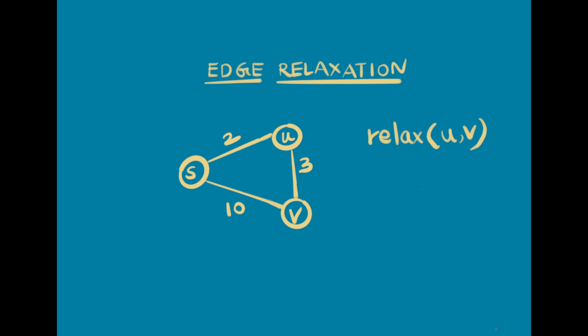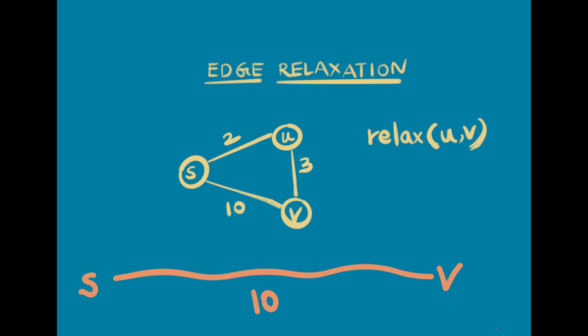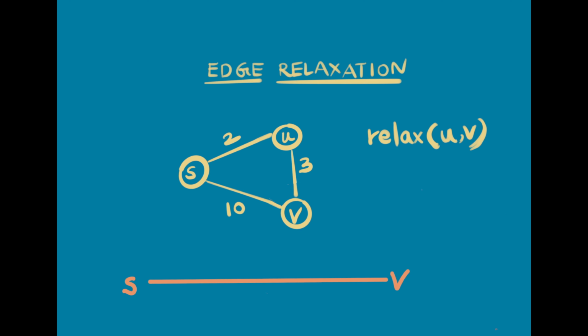Let us understand the edge relaxation operation with an example. Say we want to relax the edge from u to v. Initially, the distance from s to v was 10. Now, because of this node u, we have a chance to update it to 2 plus 3, which is 5, and that is better than 10. So to get a feel of why this is called relaxation, you can imagine the distance from S to V as an elastic rubber band that was stretched to 10 times its original length. Now, we are able to relax it to 5 times its original length thanks to the node U.